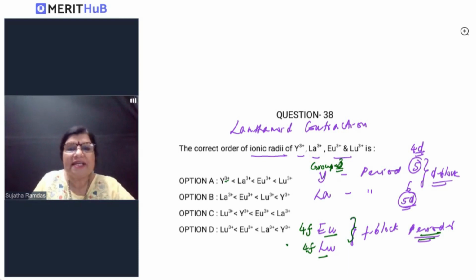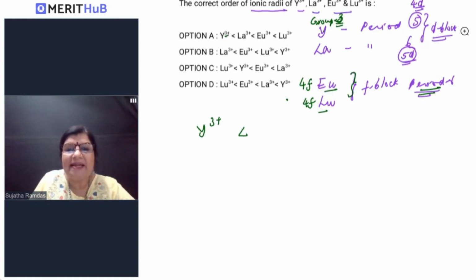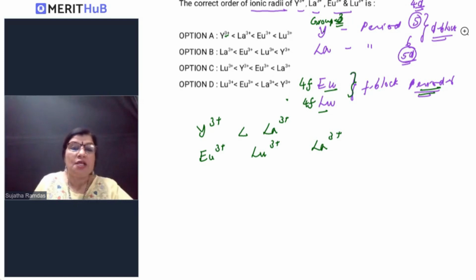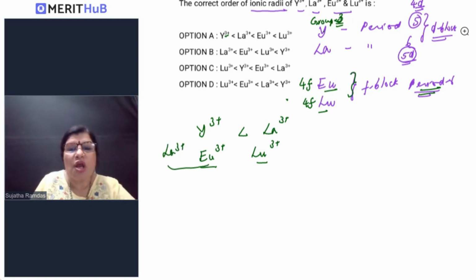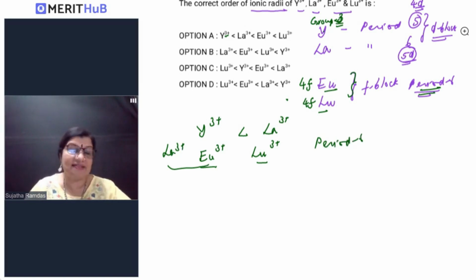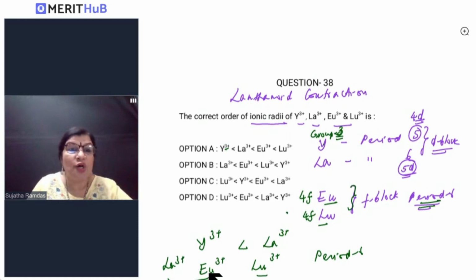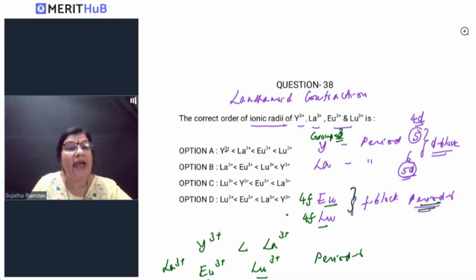So as of now, yttrium 3+ is smaller than lanthanum 3+. Now we are focusing on europium 3+ and lutetium 3+, and let's also include lanthanum 3+. Europium and lutetium are present in the same period, all three of them. Lanthanum, europium, and lutetium are all present in period 6. And you know that across a period, the size decreases. But the decrease is not significant, mainly because of the imperfect shielding effect of the 4f electrons in europium and lutetium.